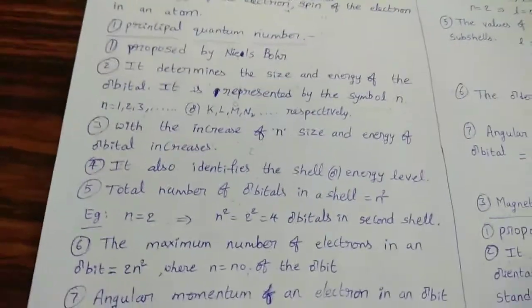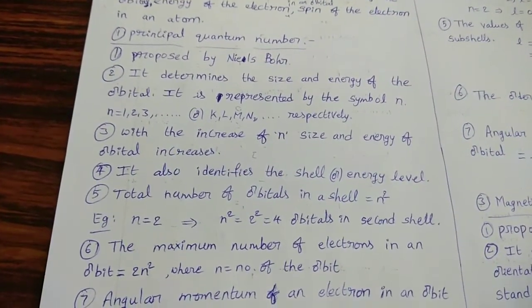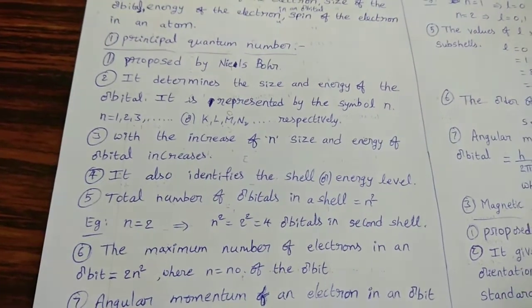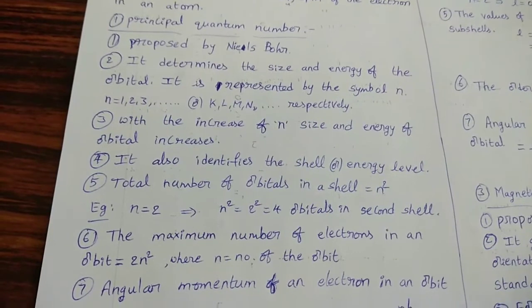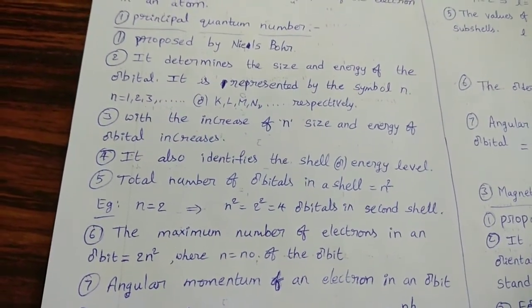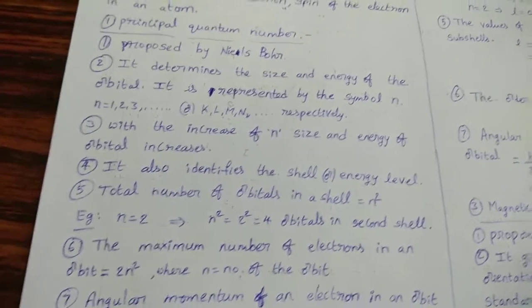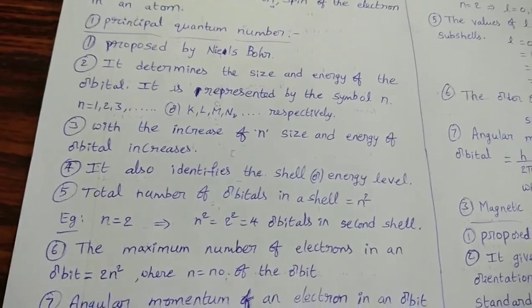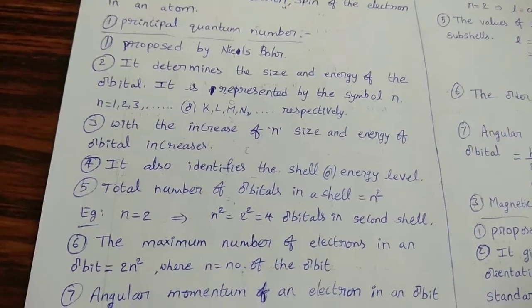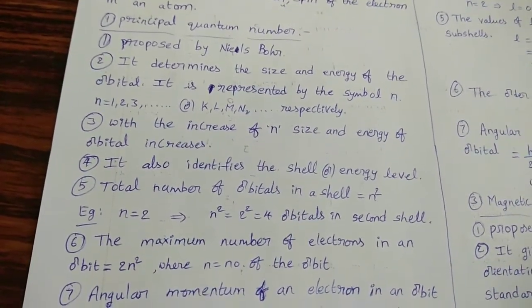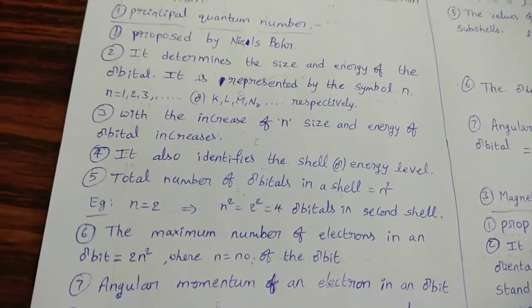Okay. Next, the maximum number of electrons in an orbit is 2n square, where n is the number of the orbit. Suppose in the third orbit we want the maximum number of electrons, n equal to 3, 2 into 3 square, 2 into 9. That means 18 electrons are there. In the third shell, 9 orbitals are there, total number of electrons 18. So in this way, from this principal quantum number, we can get the number of shell, number of orbitals and maximum number of electrons in a shell.